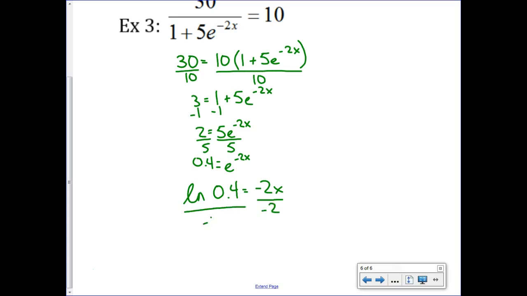So important when you type that into the graphing calculator, you close off the parentheses after that 0.4, or you hit enter before you divide by negative 2. When you do that, you should get x is approximately 0.458.